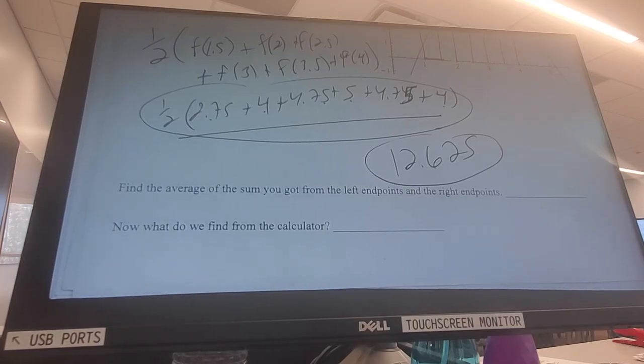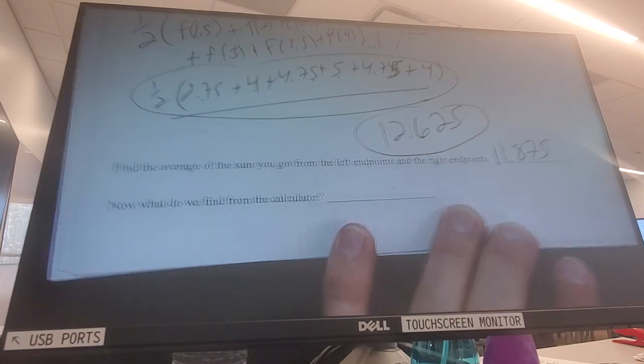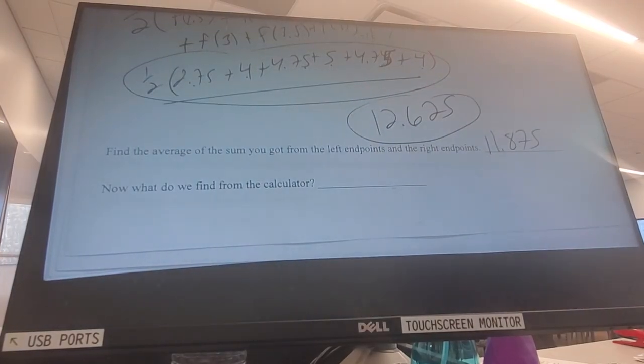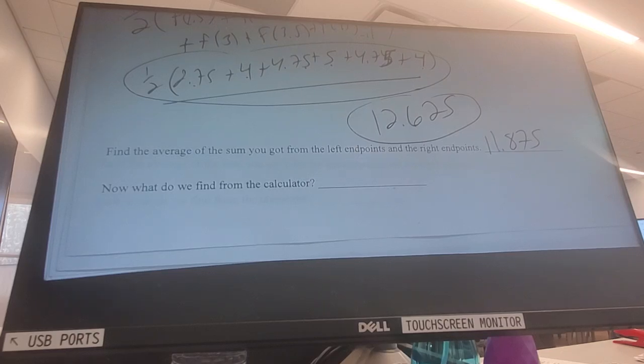Let me get there. What is that? 1.5. So 0.75. So 11.875. Is that right? 11.875. Okay. Now, I'm okay with what we're about to do. It's going to show you a symbol that some of you guys know, but I haven't introduced yet.